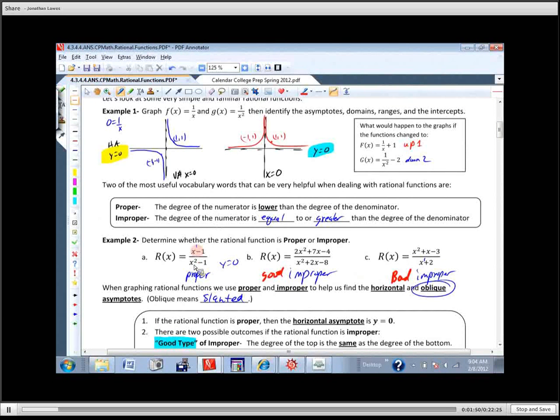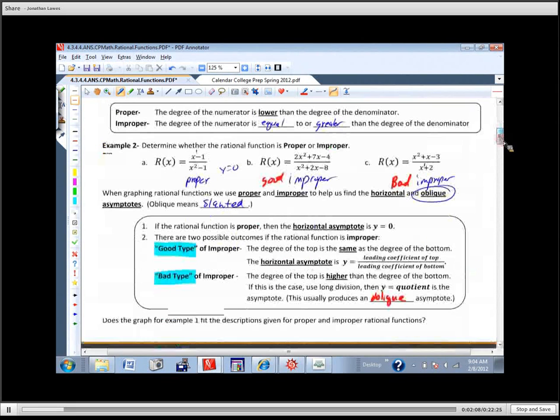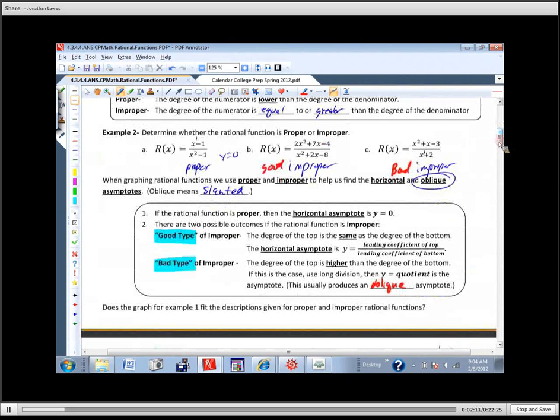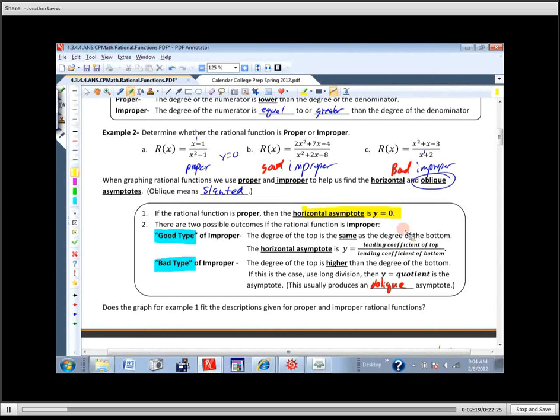The degree here is 1, the degree here is 2, so that's proper. The degree here is 2, the degree here is 2, so that's improper, but it's the good type of improper. We'll get to that in just a second. And this is improper because the degree of the top is higher than the degree of the bottom. The nice part about knowing whether it's proper or improper is, if it's proper, we know it's got a horizontal asymptote of y equals 0. It's that simple.